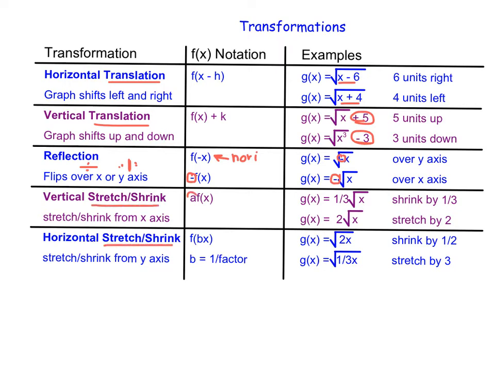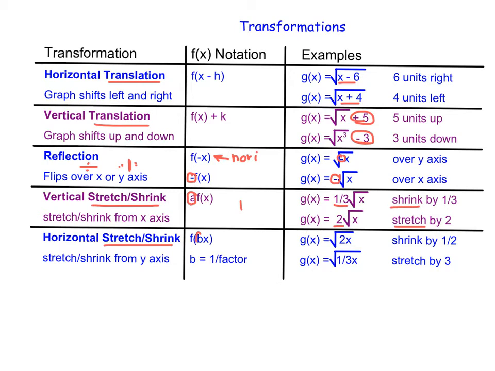Vertical, remember, happens on the outside of your parentheses or the outside of your root, and horizontal happens here on the inside of your root. Vertical works just as expected. If it's a small number like a third, it's a shrink. If it's a bigger number like 2, it's a stretch. Remember, the way to easily tell is by its relationship with 1. So if it's a number whose distance from 0 is less than 1 unit, it's going to be a shrink down. And if it's more than 1 unit, it's going to be a stretch up.